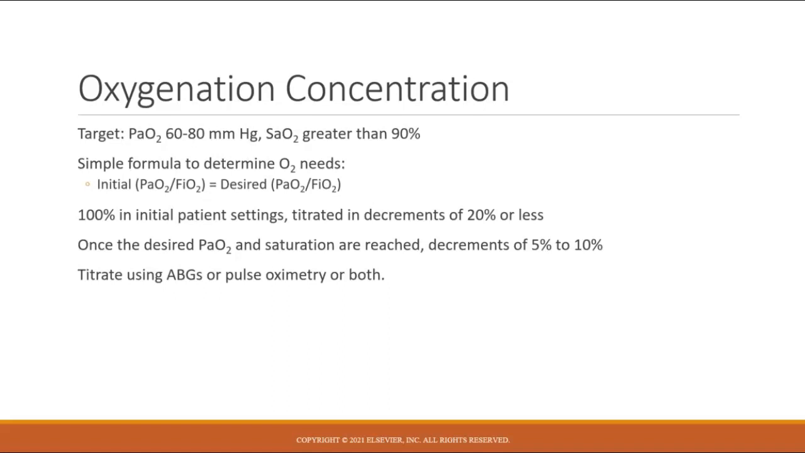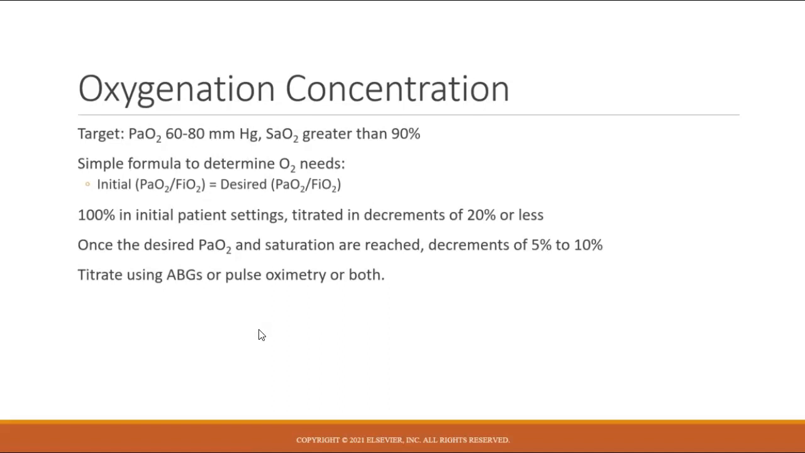So this formula that your book talks about is that simple formula to determine the O2 needs. So you're comparing the initial PaO2s to the desired. So this formula can help you, if you want to be very specific, figure out what you need to change your FiO2 to. I wouldn't be concerned about it for my exams or the NBRC exams, but just understand that initially you might be setting your FiO2 at 100%.